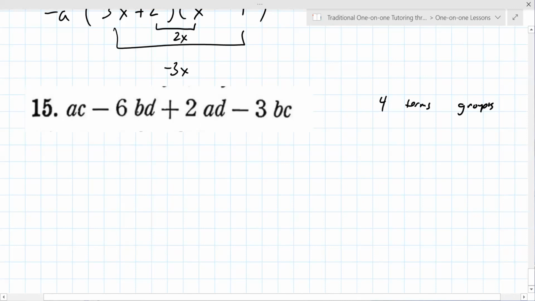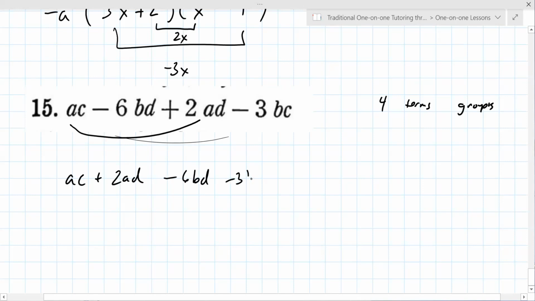These both have D in it, and these both have C in it, the first and the last. You can also see that the first and the third have A in it, and the second and the fourth have B in it. So you have to reorder it. It doesn't really matter to me, but I'm just going to choose this. I'm going to say AC plus 2AD minus 6BD minus 3BC. So I just rearranged the terms.